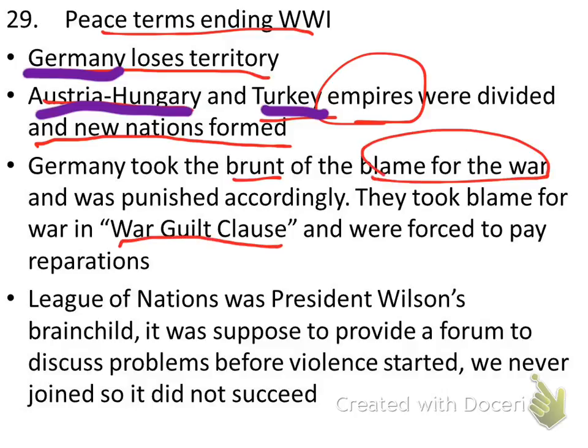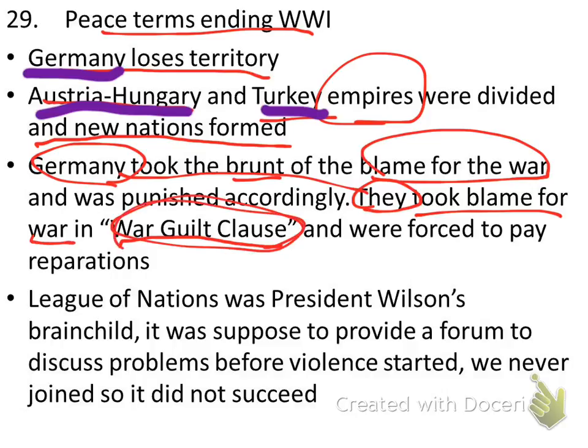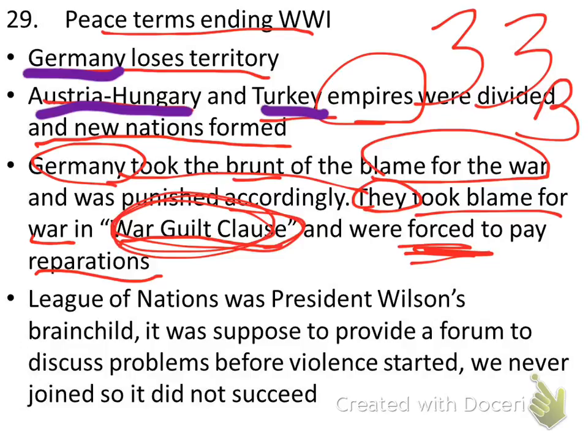We often refer to it as the guilt clause. This is in the Treaty of Versailles. The Germans took full blame for the war in the guilt clause. The clause essentially says, we, the Germans, are fully responsible for all the events, all the death, all the blood, all the destruction. We're responsible. And because of this, they were forced at gunpoint to pay reparations. And keep in mind, I mentioned earlier, $33 billion, which would be in the hundreds of billions, probably upper hundreds of billions of dollars in today's money.